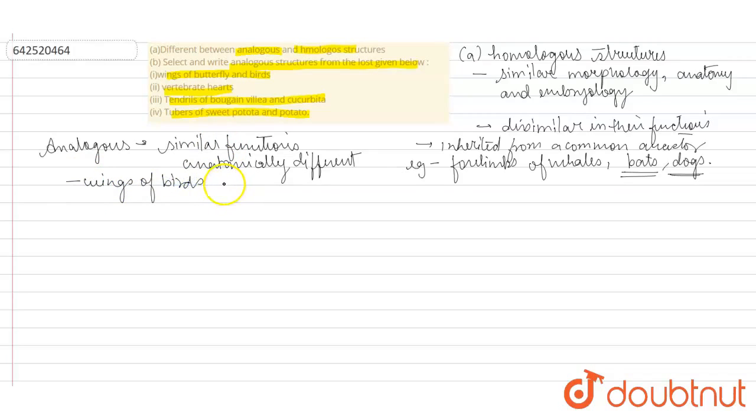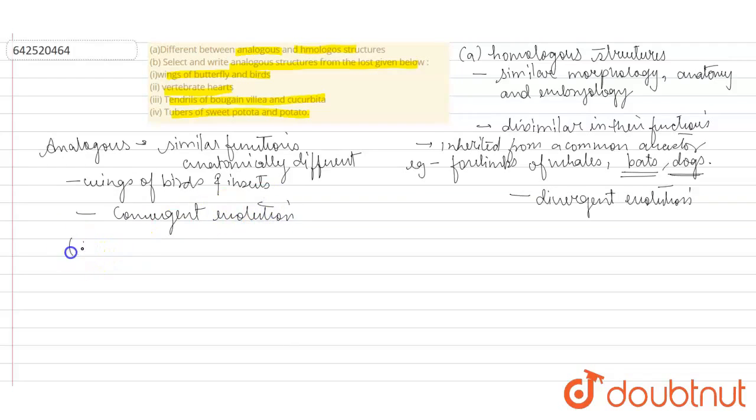The function of both the wings is similar, that they are used in flying, but the anatomical structure is completely different. And these analogous structures are not evolved together and do not share a common ancestor. When we talk about homologous structures, these are evolved as a result of divergent evolution, and analogous structures are developed as a result of convergent evolution. So this is the part A.